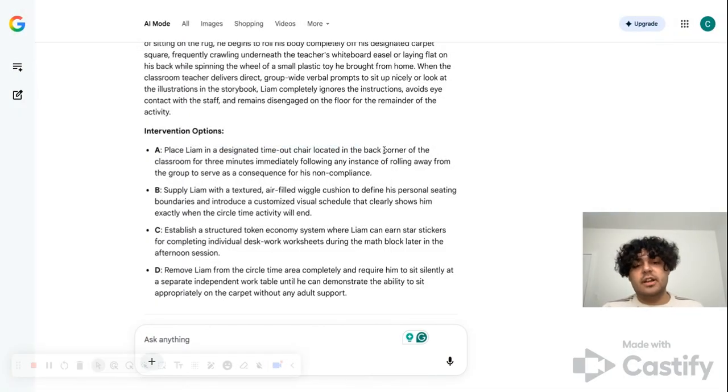So, first thing you're taking away is socialization. Students that are in special education in general, and in gen ed in general, need socialization time to build social skills. And taking that away is not going to help. So with that being in the back corner of the room, there's going to be no social learning. Then, for 3 minutes immediately following any instance of rolling away.